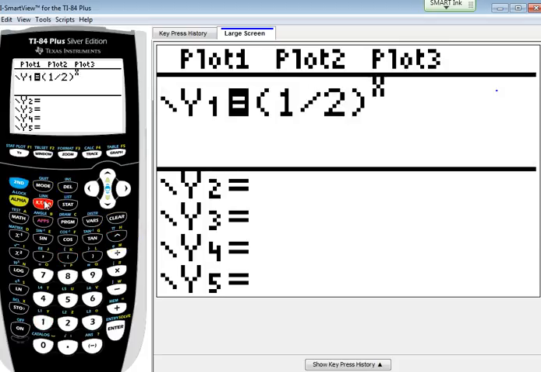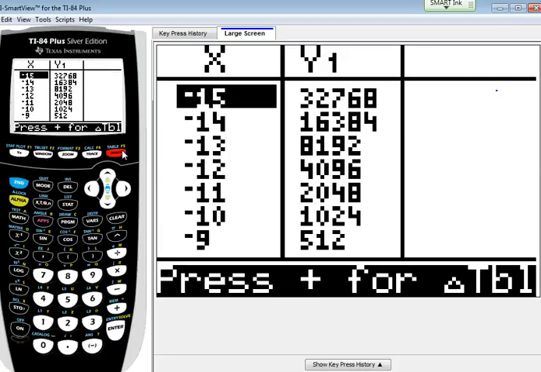Make sure at least you get 1/2 caret x. 1/2 to your center. Okay. That's fine. Okay. The second graph will give us a table.